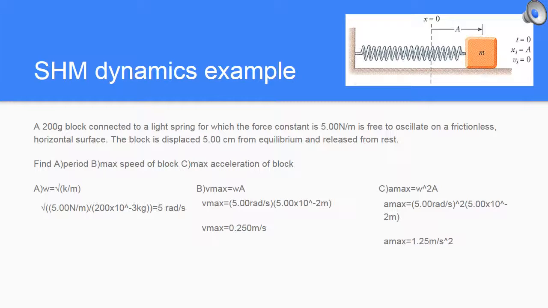And lastly, we're going to solve for the max acceleration. The max acceleration equation is the max acceleration equals angular velocity squared times amplitude. So we're going to have that the max acceleration equals 5 radians per second squared times 0.05 meters. And then from simplifying that, we are going to have that the max acceleration equals 0.25 meters per second squared.